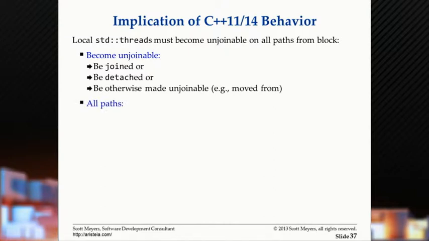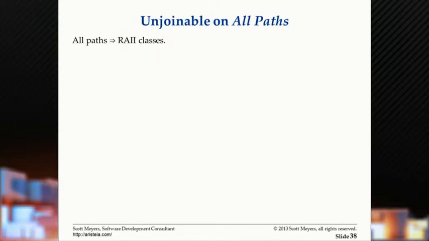On all paths through the block. So that has to take into account continues, breaks, gotos, which are still legal in this language, returns, flowing off the end, which occasionally we do, especially if it's not a function block, but it's just inside a block. All paths. If there's an exception, you've got to make sure that all these things get taken care of. You have to make sure that your thread becomes unjoinable on every single path.